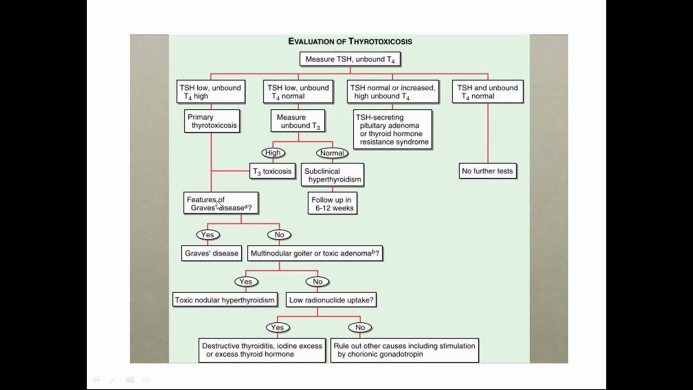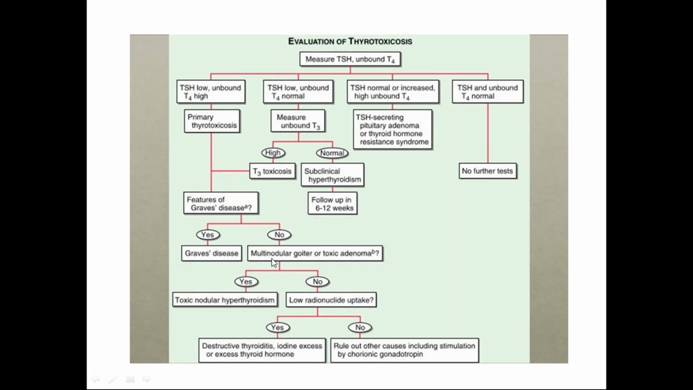In this, first we have to rule out Graves' disease. If we suspect a patient with thyrotoxicosis and if we confirm it is thyrotoxicosis, we have to first rule out Graves' disease because it is one of the most common causes of thyrotoxicosis. What are the features of Graves' disease? We'll discuss it later. If they are present, then it is Graves' disease. We'll conduct the tests further for it and we'll examine the patient further. If there are no features of Graves' disease, then it can be multinodular goiter or toxic adenoma. We can easily diagnose it with palpation, ultrasound.